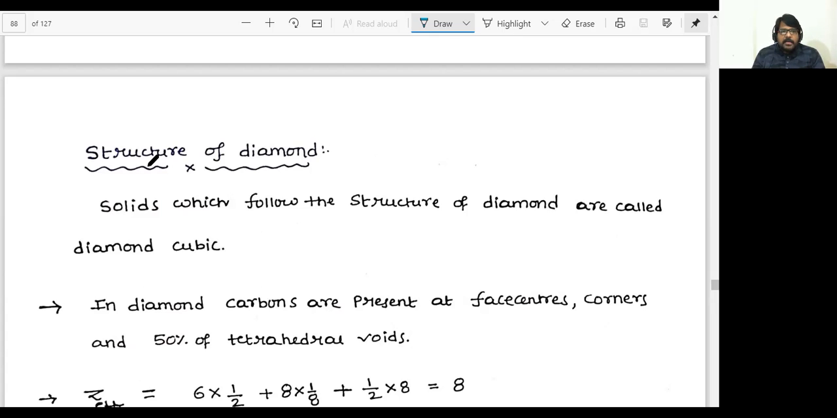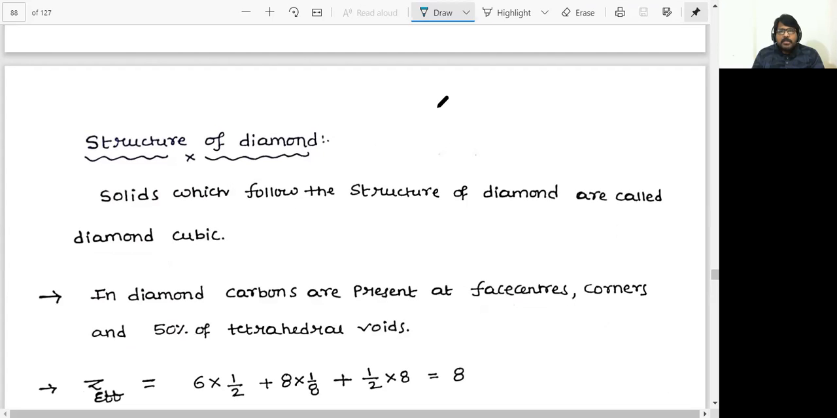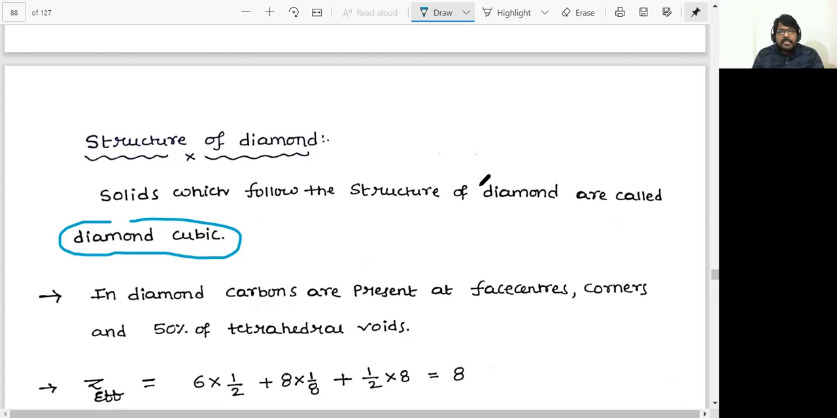And here, structure of diamond. Not only diamond, any compound which is having the structure related to diamond, all those compounds are said to be diamond cubic solids. So solids which follow the structure of diamond are said to be diamond cubic. Basically, diamond has cubic structure. And one important point, that is location of carbon atoms.